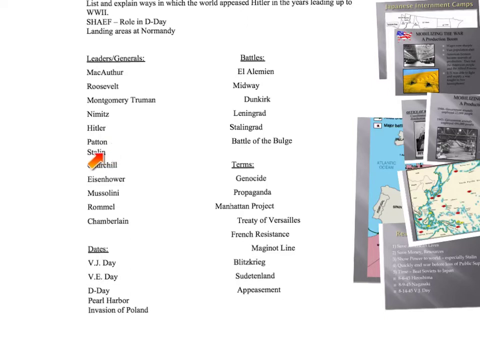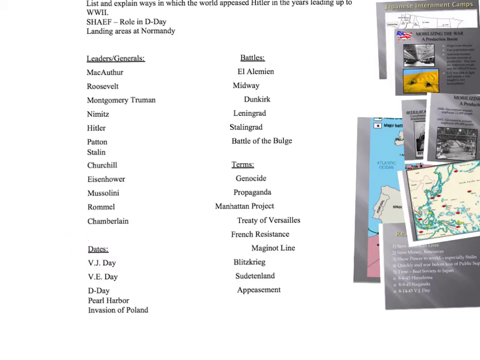Stalin, of course, is the Russian leader. Churchill is the British Prime Minister. Eisenhower is the American general in charge of D-Day, eventually president. Mussolini is the Italian leader. Rommel is the German tank commander. Chamberlain is the British Prime Minister before Churchill.